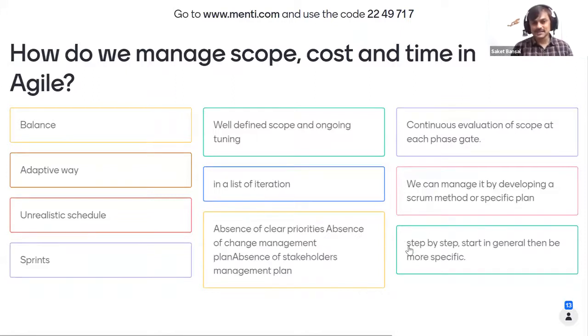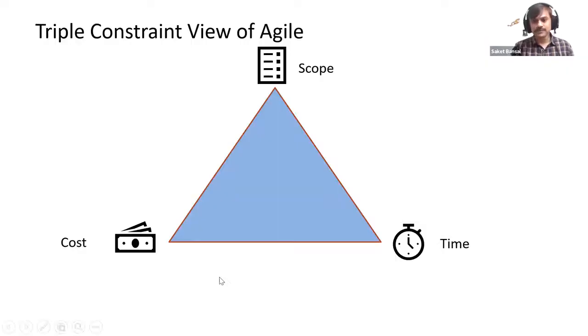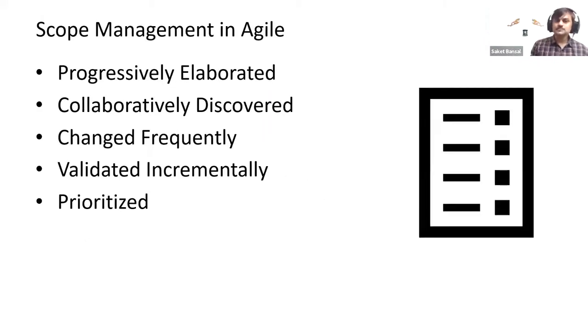So we are exploring how we manage scope, cost, and time in the Agile world. So I go and see my ideas and I say, how do we manage scope? The idea here is the scope is progressively elaborated. It's collaboratively discovered and delivered. There is no one giving and someone else doing. The doing team, the project team, and the giving team, your stakeholder and the customer, they are one team.